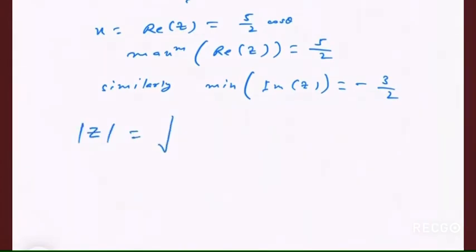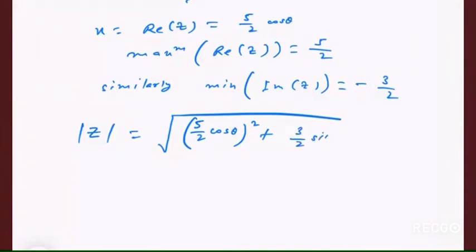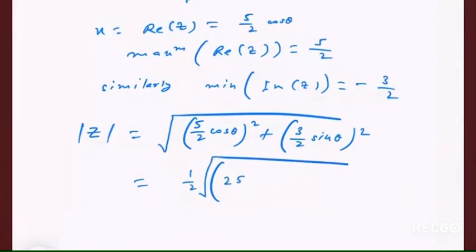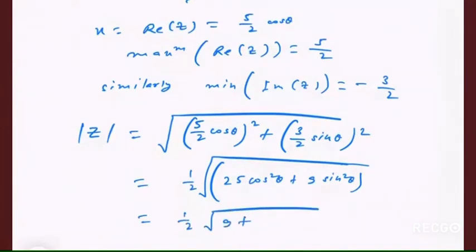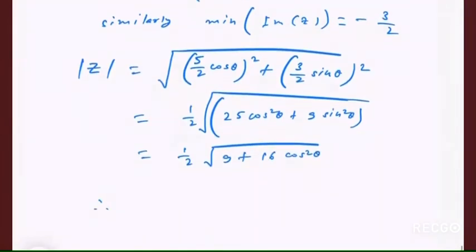So using the relation mod of z is equal to under root x square plus y square, we are getting mod of z is equal to 5 by 2 cos theta whole square, and then plus 3 by 2 sin theta whole square. In fact, it should be minus 3 by 2 sin theta whole square, but it is immaterial. So we are getting 25, yes, 1 by 4. Taking 1 by 4 common out of the square root, we are getting 1 by 2 in the coefficient, and then we are getting this. So in fact it is equal to 1 by 2 under root 9 plus 16 cos square theta. It is a very simple rearrangement of terms, and just cos square plus sin square is equal to 1.